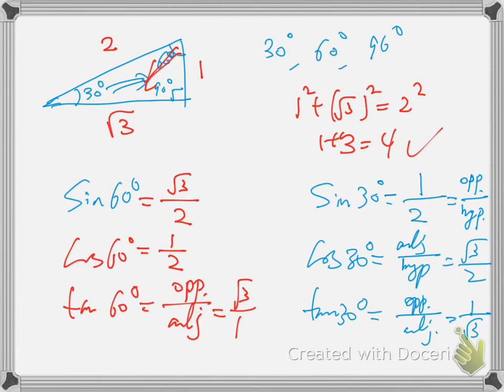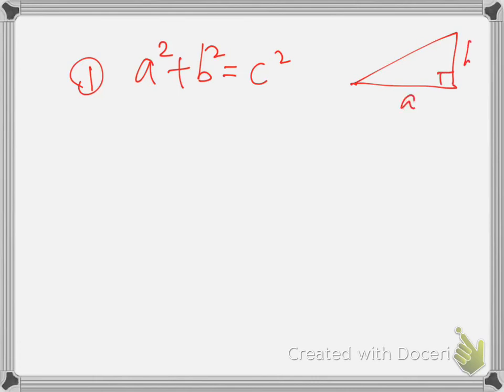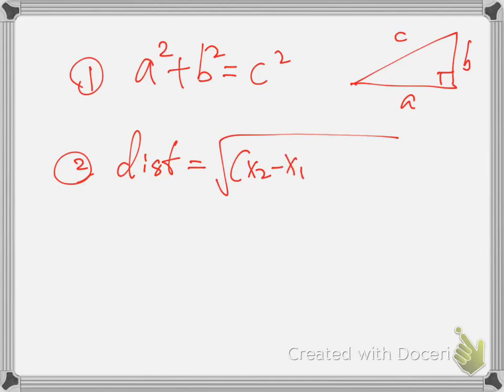Today basically we have 3 formulas, or maybe 2 formulas and 1 theorem. You need the Pythagorean theorem: a squared plus b squared is c squared for the right triangle ABC, where C is the hypotenuse. Then we use it to find distance. Distance is the square root of x2 minus x1 squared plus y2 minus y1 squared. That's the distance formula.